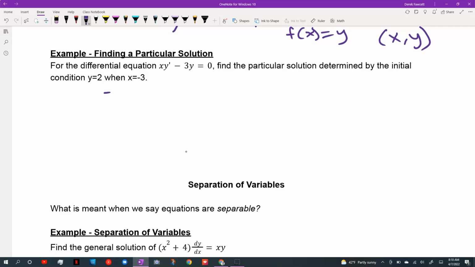So your point is right here, -3, 2, and you want to find the particular solution. The first thing that I would recommend doing, just to avoid confusion, is changing that y prime to dy dx. So if I do that, it's going to be x dy dx minus 3y is equal to 0.